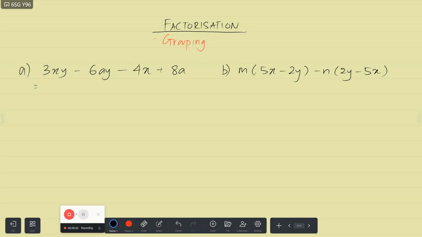Hi, welcome back to our tutorial on factorization by grouping. This is part 2 actually, and if you have not listened to part 1, please look for the video and listen to the first, and then you can look here.